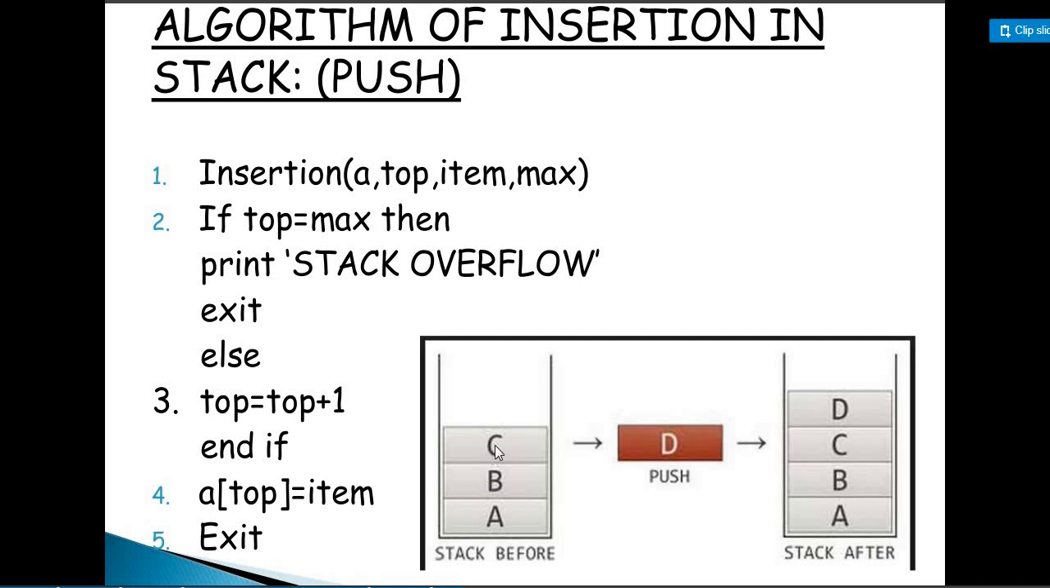And finally you can see here the number of elements are 3, right? We are pushing D here, so after pushing D, the number of elements will be 1, 2, 3 and 4. So then top is equal to top +1 and at the top position the element will be added here. So here A[top] is equal to item. This is all about your push operation.